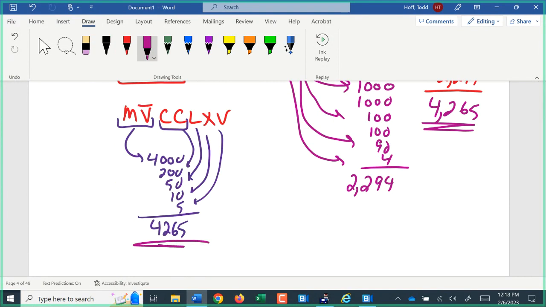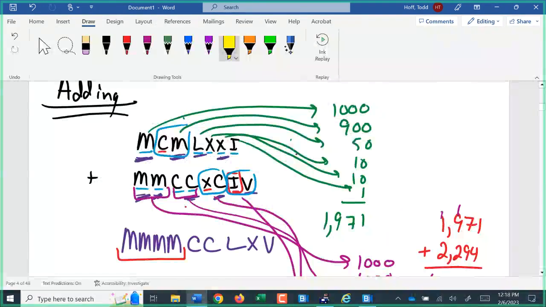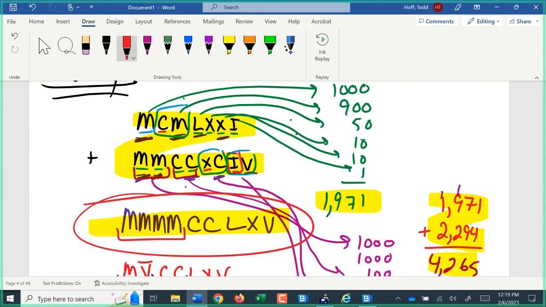I'll leave it up to you whether you want to actually try to do the combining of the numerals like I did up here, or if you just want to do the converting to standard numerals or Arabic numerals, add them together and convert them back. There will be one problem on the test on Wednesday where you do have to add Roman numerals. Like I said, you can convert them to our Arabic numerals and then convert them back when you're done, or you can actually try to combine them like we did here.